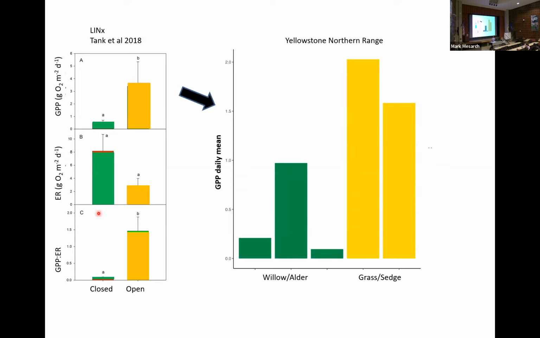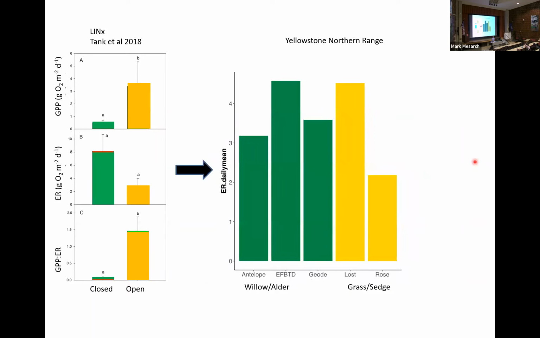So on the left is the LINKS plot for the next several plots. And you can see that the sites in the northern range fit really nicely with the LINKS data in terms of GPP, showing a higher GPP in open canopied streams. In the case of ecosystem respiration, our data didn't follow the same pattern as the 17 sites in the LINKS experiment, not really showing differences in ecosystem respiration between high veg and low veg streams.